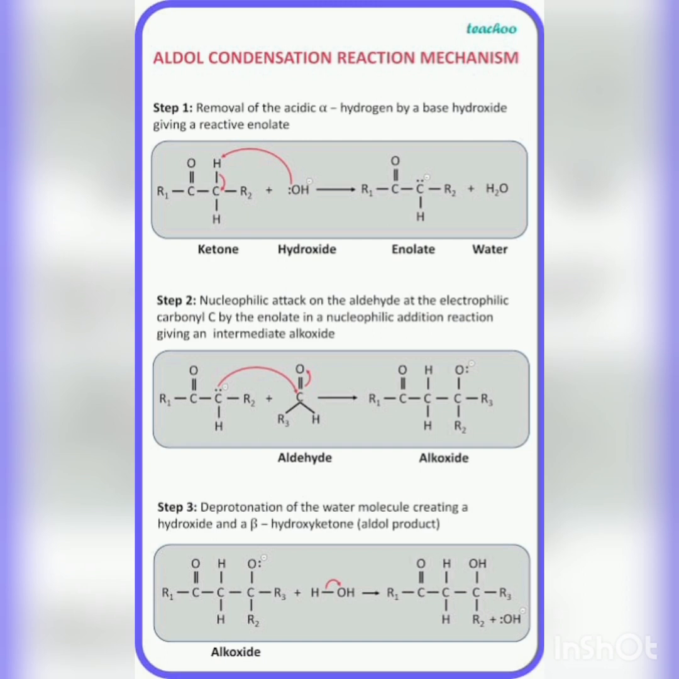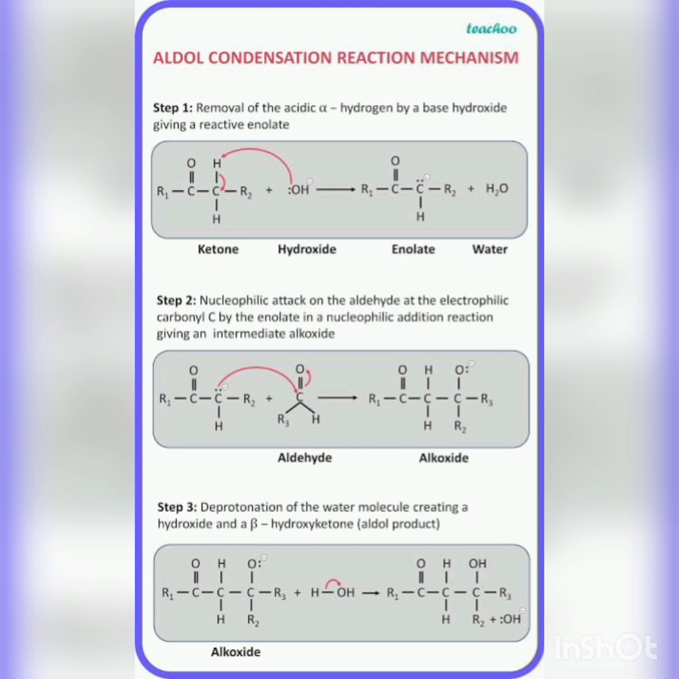Let us see the mechanism behind the aldol condensation reaction. It involves three steps. Step 1 is the removal of acidic alpha hydrogen by a base, hydroxide, giving a reactive enolate. That is R1 C double bond O CH2 R2, that is the ketone, which will react with the hydroxide group, giving the enolate with the removal of a water molecule, that is R1 C double bond O CH R2, plus OH, which is present in the base. The base hydroxide on treatment with the ketone will give the enolate compound, R1 C double bond O CH R2. Enolate will be formed with the removal of a water molecule.